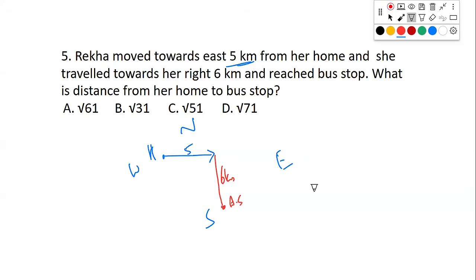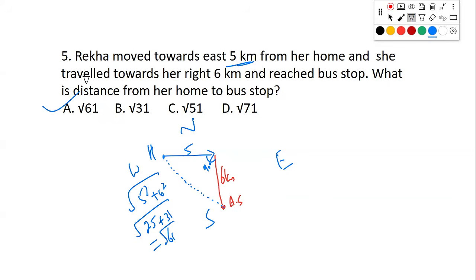What is the distance from our home to bus stop? Okay, so generally you calculate distance like the shortest. So obviously there is a 90 degrees here, and you already know about Pythagoras theorem. So this is root of 5 squared plus 6 squared, say 25 plus 36 under root, which is equal to root 61. A choice.